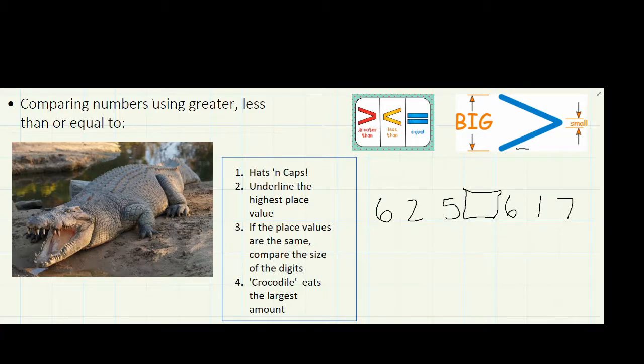Okay, so here's another question. We got 625. We have our block where we are supposed to identify whether the number is greater than, less than, or equal to. And the second number is 617. Two numbers that are quite close together. There's not a real distinct difference there. There is obviously a difference, but we need to utilize all of our steps to make sure that we've got this absolutely spot on.